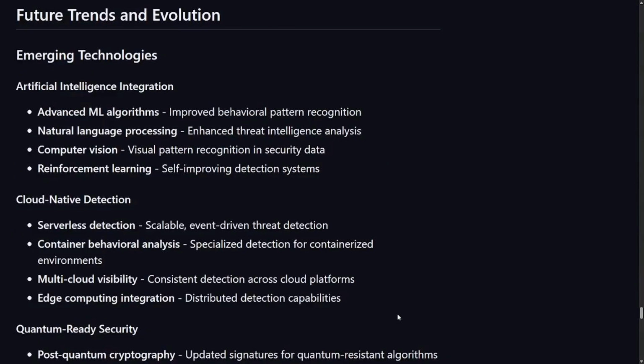Future trends I want to go over. Artificial intelligence integration, AI. Advanced machine learning algorithms. Improved behavioral pattern recognition. Natural language processing, enhanced threat intelligence analysis. Computer vision, visual pattern recognition in security data. Computer vision's like, they have that little camera that can detect what stuff is, right? Reinforcement learning, self-improving detection systems.